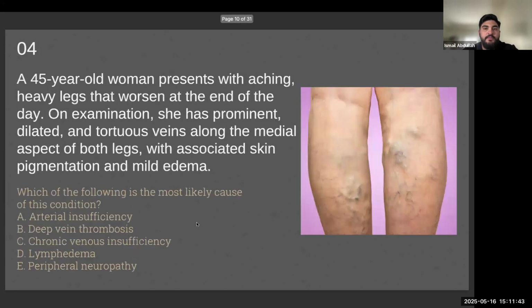Cool. Okay, moving on, we have this fourth clinical scenario. A 45-year-old woman presenting with aching, heavy legs that worsen at the end of the day. On examination, she has prominent, dilated, and tortuous veins along the medial aspect of both legs, with associated skin pigmentation and mild edema. Which of the following is the most likely cause of this condition? So before we answer, this is a woman who goes to work, and after work has these heavy legs that worsen at the end of the day. This is basically the picture of how her veins look at the end of the day. What do you think is going on here?